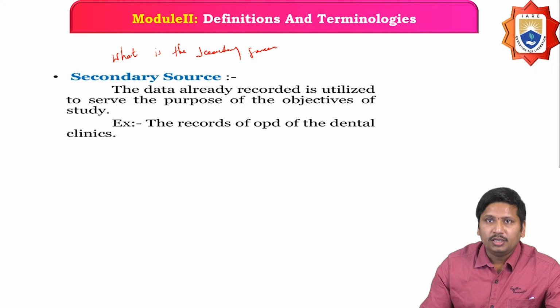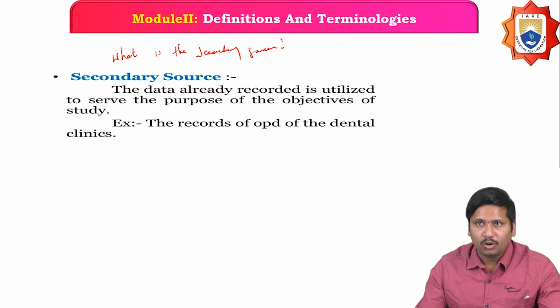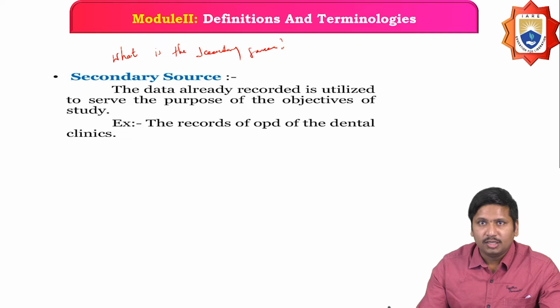What is the secondary source? The secondary source is data already recorded that is to be utilized to serve the purpose of the objectives of the study. So that is nothing but the secondary source. An example is the records of OPD of the dental clinics. This is one of the examples of the secondary source.